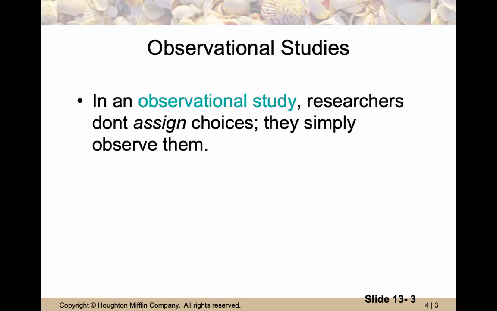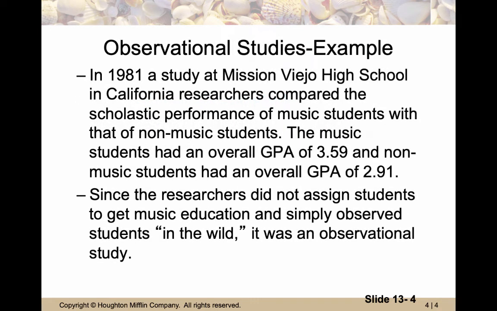In an observational study, researchers don't assign choices. They simply observe them. So they watch what people choose to do, and then they see what kind of outcomes they have. And so there's no manipulation of any of the variables, and there's no random assignment of subjects to treatments. Now, people may be randomly selected, but then the researchers just watch what unfolds.